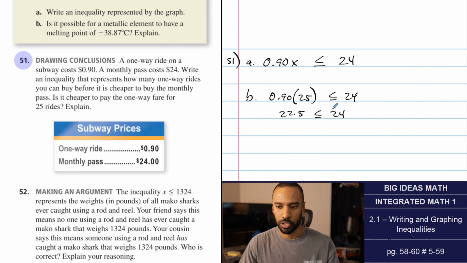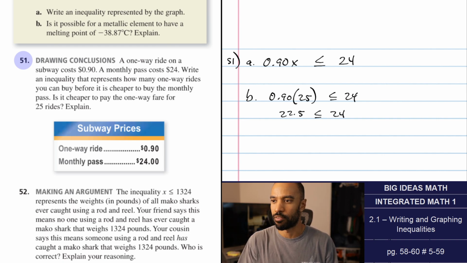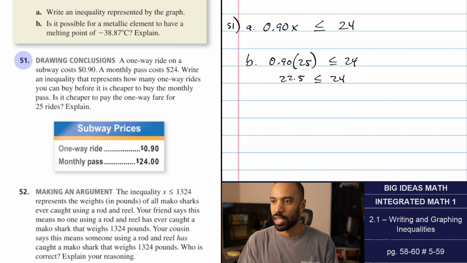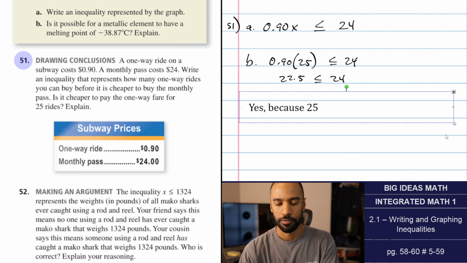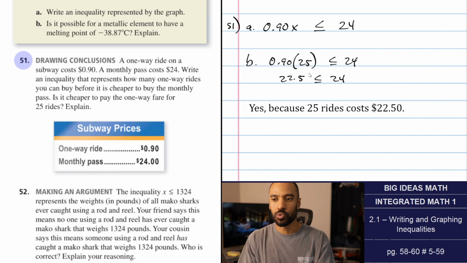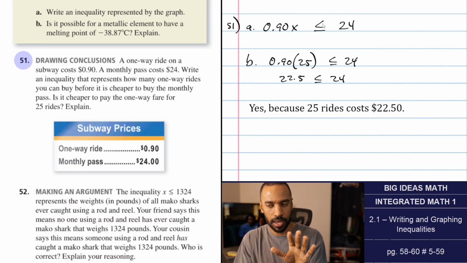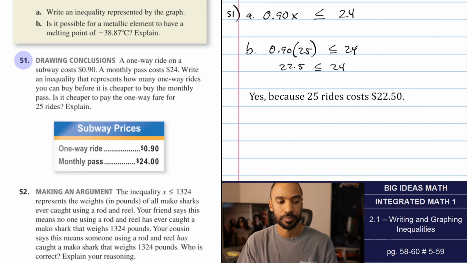Now remember, this is all in dollars right now. So what they're asking is, is it cheaper to pay the one-way fare for 25 rides? Explain. So yes, it's cheaper, because 25 rides costs $22.50. Now, the first one I'm still kind of sticking with as far as the inequality: write an inequality that represents how many one-way rides, x number of one-way rides, you can buy before it is cheaper. Yes, so we have to satisfy it; even when it's equal to, this still satisfies it. 25 is a part of it.